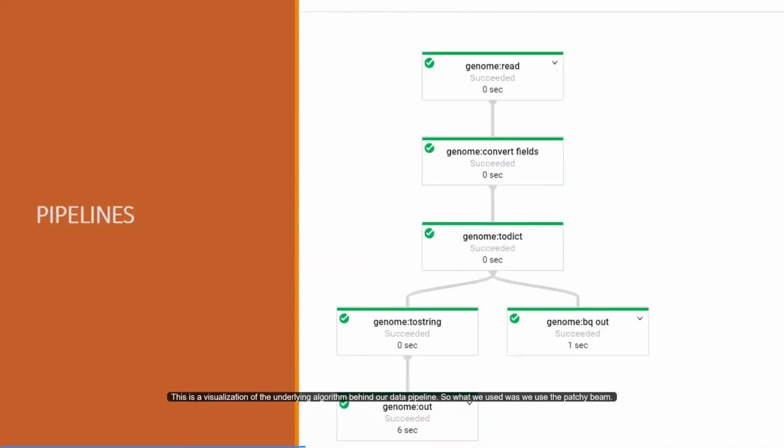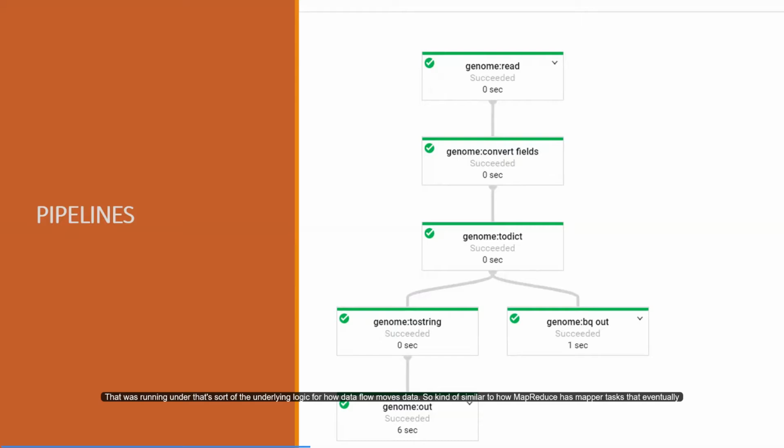This is a visualization of the underlying algorithm behind our data pipeline. What we used was the Apache Beam API for Dataflow, running Python code on Dataflow to move the data from GCS to BigQuery. This is a visual representation of the directed acyclic graph algorithm, or DAG, that's the underlying logic for how Dataflow moves data.